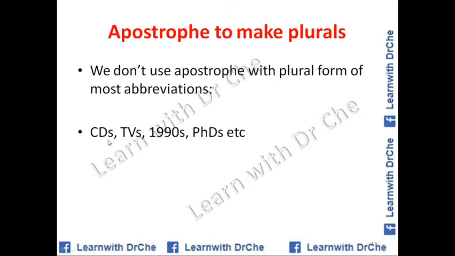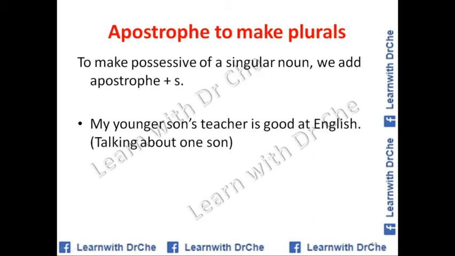So we don't use an apostrophe here. Some students make the mistake of writing CD, then an apostrophe, and then S. This is wrong. The correct forms are CDs, TVs, 1990s, PhDs. With most abbreviations, we don't use an apostrophe.